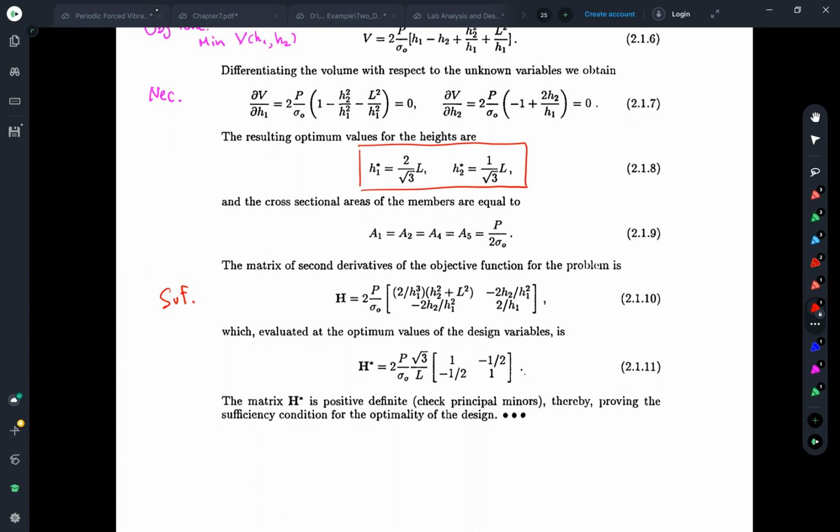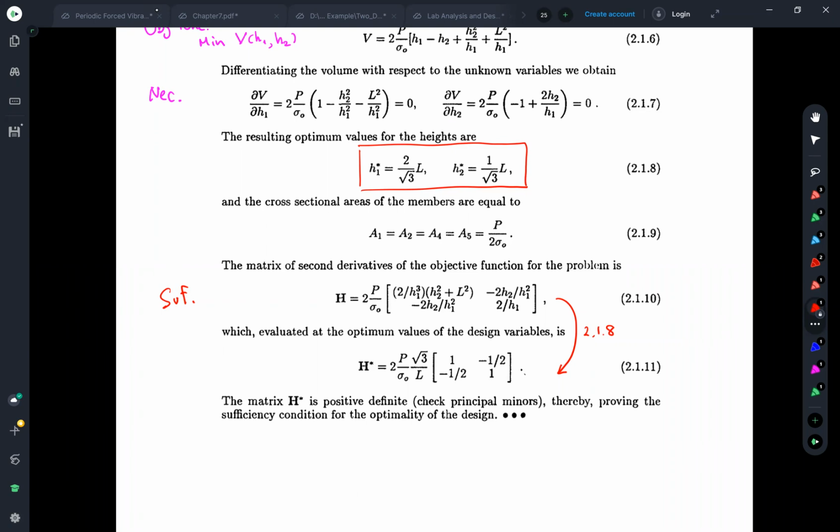I have to evaluate at the optimum value H1 star and H2 star. Therefore, I introduce 2.1.8 into 2.1.10, and you obtain 2.1.11. This is the Hessian star, evaluated at the solution 2.1.8 location.